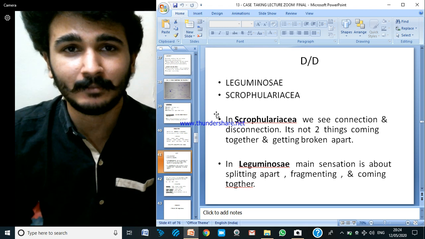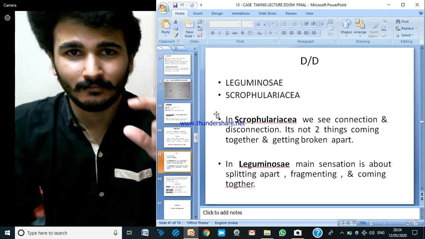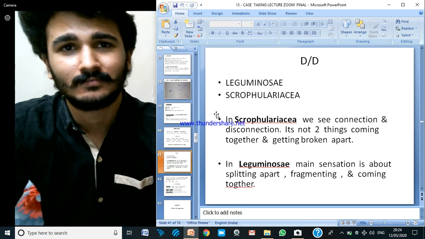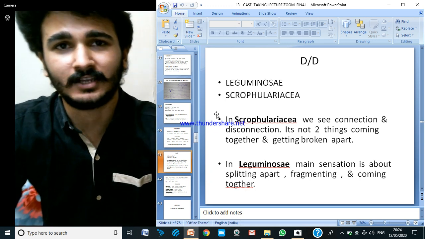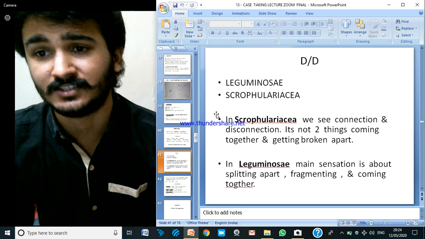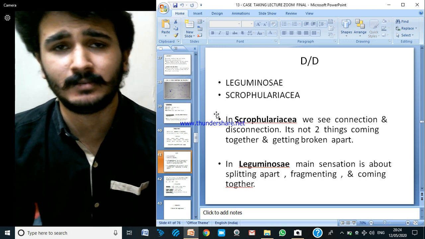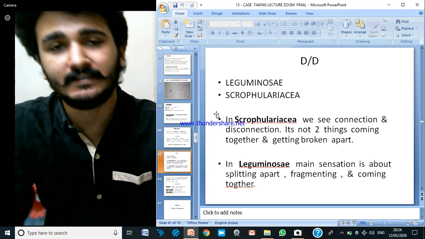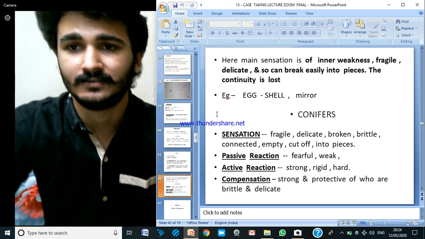We see in Vatana, what happens when the Vatana is opened? When you open up, all the seeds, that small, they come out. All the peas, they come out, the green peas. Scrofulariaceae, that is the Digitalis family. They feel that two things come up, two separate entities, and then they connect. But nothing as such here, right?